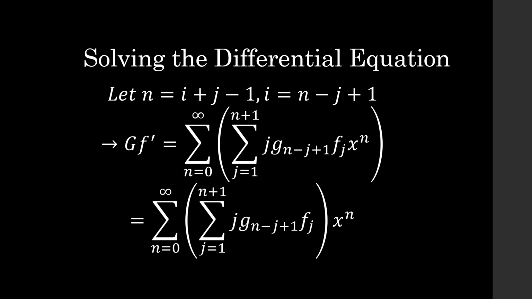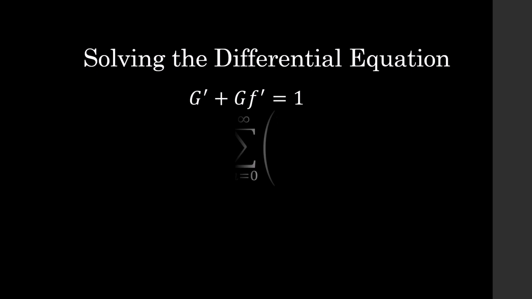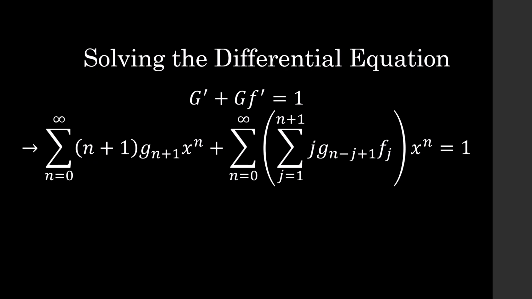Once again, we remove the x to the n as it is completely independent of the j, and now we have a form of a sum over n of x to the n multiplied by some constant. We can then plug it into our differential equation to get this form.